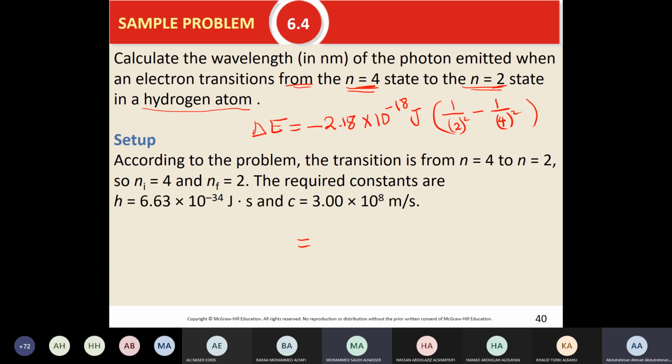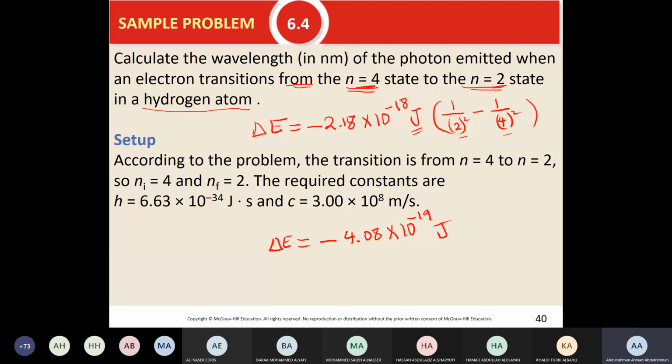Minus 4.08 multiplied by 10 to the power of minus 19. What's the unit? Joule, of course. It's the only unit here. Everything else is unitless except this joule. Good. Is this clear? Is this easy or difficult?